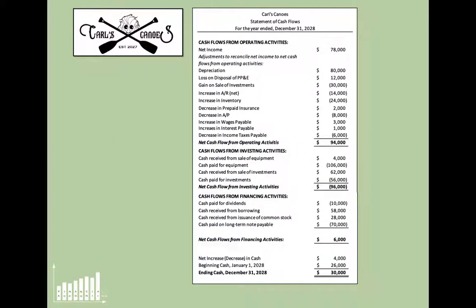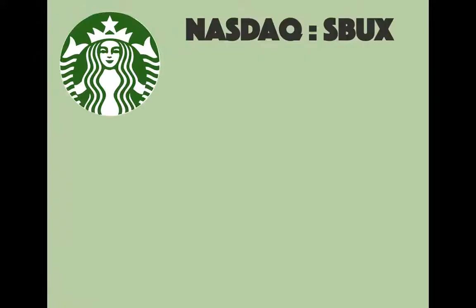So this is our completed cash flow statement. The first section is operating, the second is investing, and the third is financing, with a little bit of a reconciliation at the bottom. Now, I want to take a look at an actual cash flow statement, just so you can see that this is really what they look like.